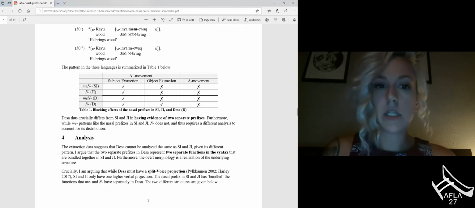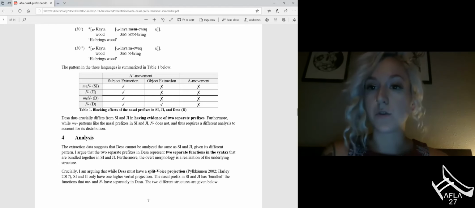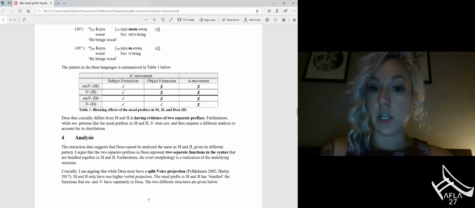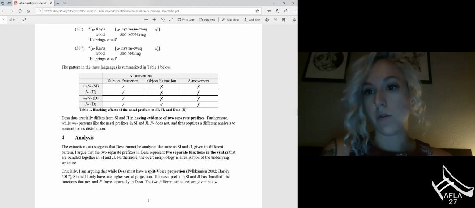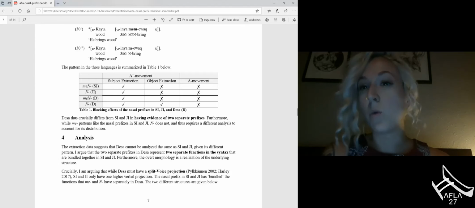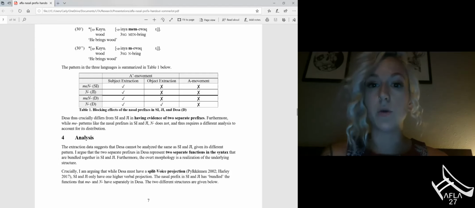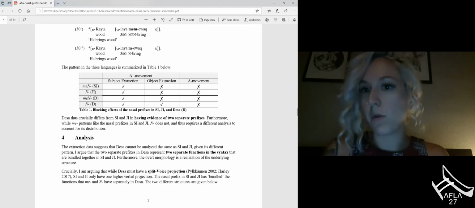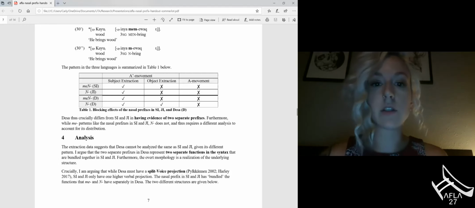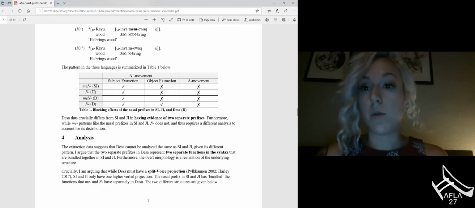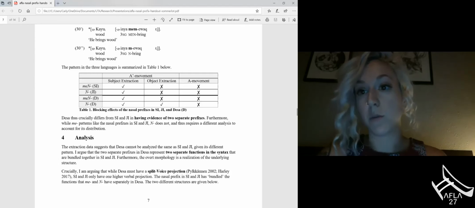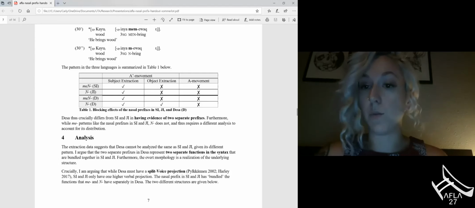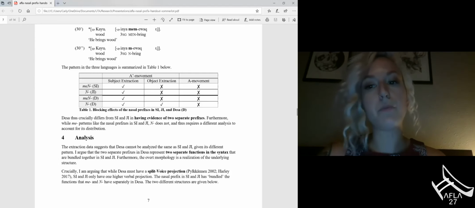So what I'm arguing today is that Desa crucially differs from standard and Jakarta Indonesian in having evidence of two separate prefixes. We can't really account for why one would block extraction if we don't look at these as two separate prefixes, that isn't just one a shortened form of another, but actually have different functions. And I am going to talk about how we can analyze this, considering its completely different pattern from the nasal prefix that we've come to expect in more well-studied languages.